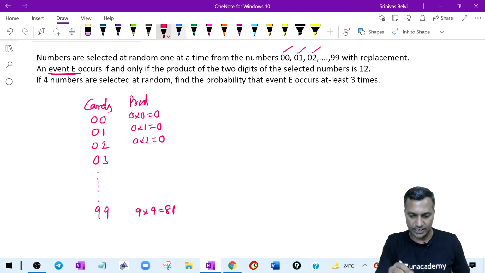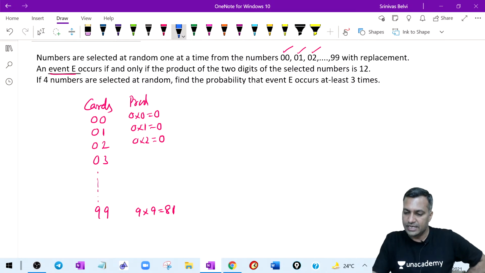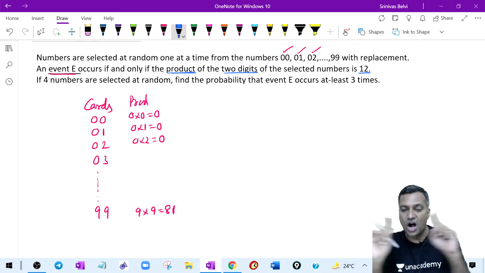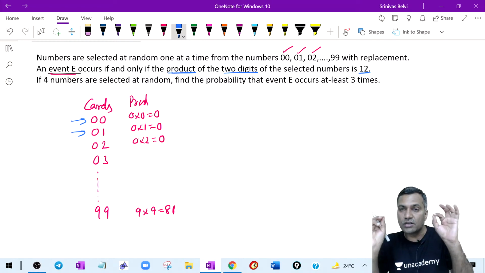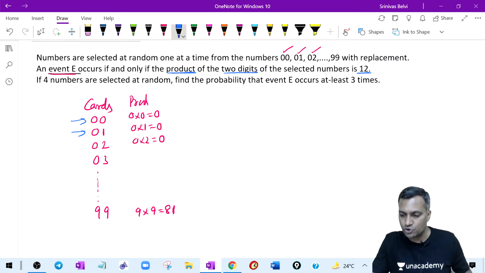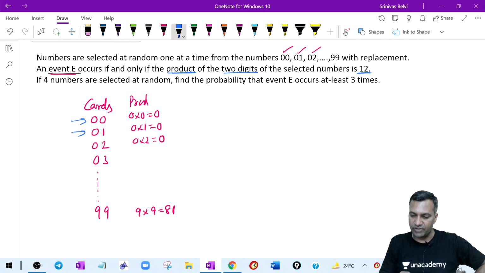This is what the author is trying to say. Now, which cards does he want? He wants a card on which the product becomes 12. Product of the 2 digits. Product of the 2 digits, not 2 cards. Cards are numbered as 00, 01. Product of the 2 digits printed on that card should become 12. Which are the cards in my favor, therefore?